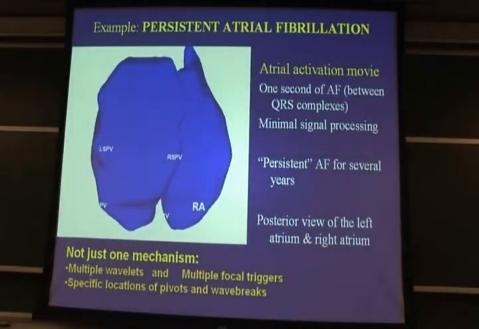Here's the other extreme. This is an example of persistent atrial fibrillation. What I show here is an atrial activation movie that Yoram generated. This is persistent AF for several years, and you'll see that it's totally different from the very organized atrial fibrillation in the paroxysmal case that I just showed you. So mechanisms can be very different depending on the history. And here's this movie. You'll see right away, this is very complicated.